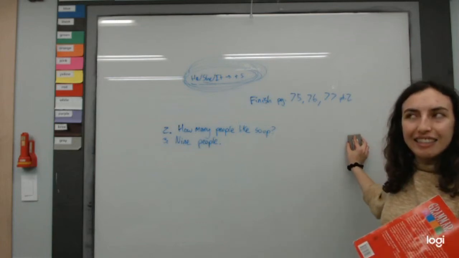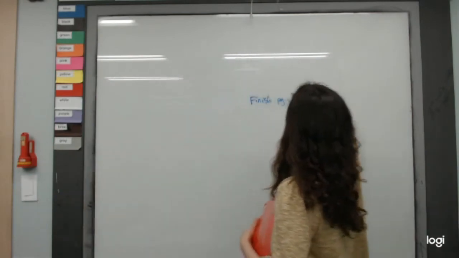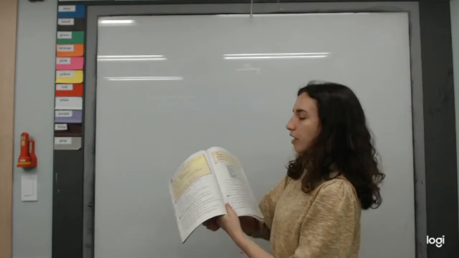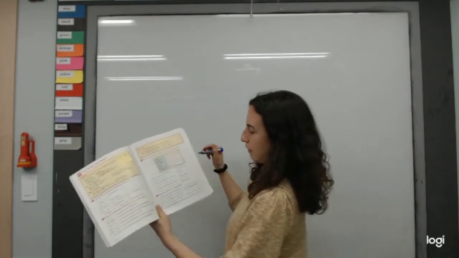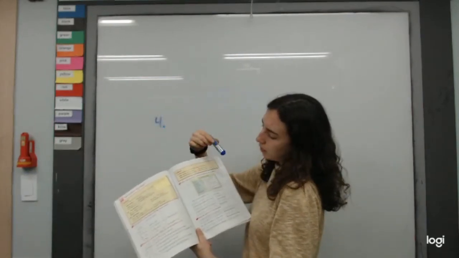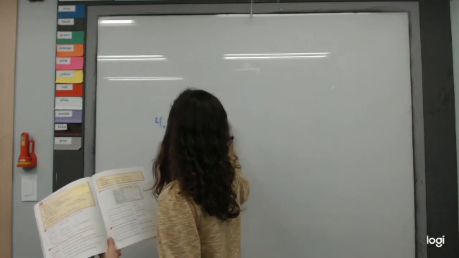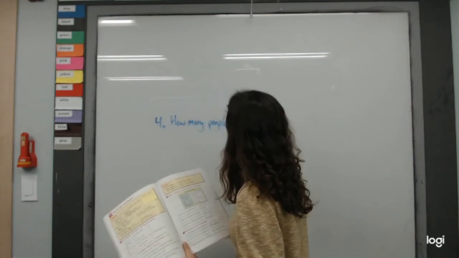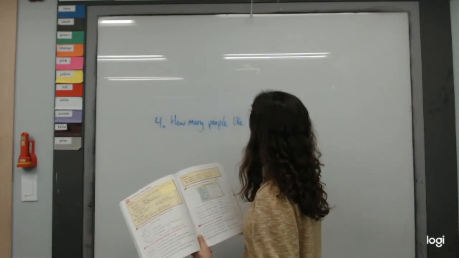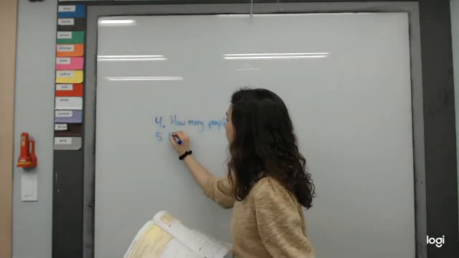Okay. Did you finish? Okay, so did you finish everything? How was it? Was it easy or difficult? So let's look at number 4 on page 75. Number 4. We have the answer 13 people, so the question will be, how many people like fries? Number 5. We have how many people like spaghetti? 8 people.